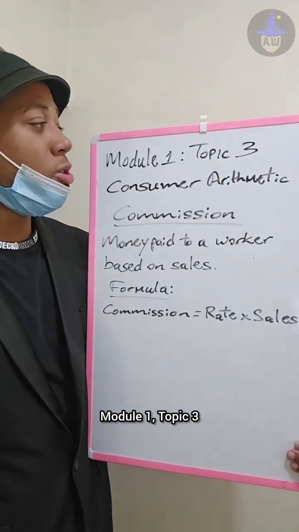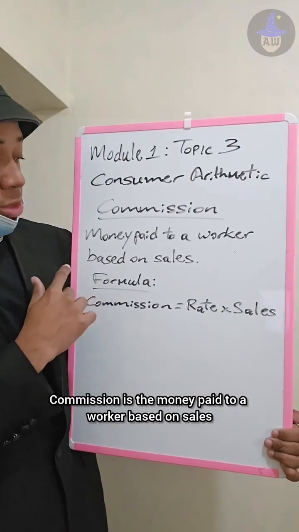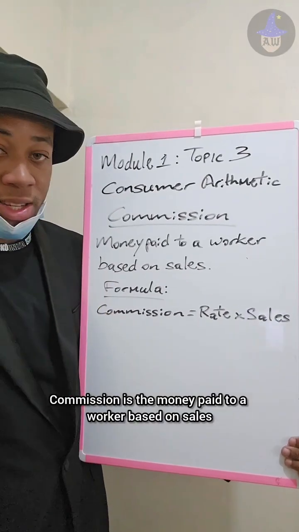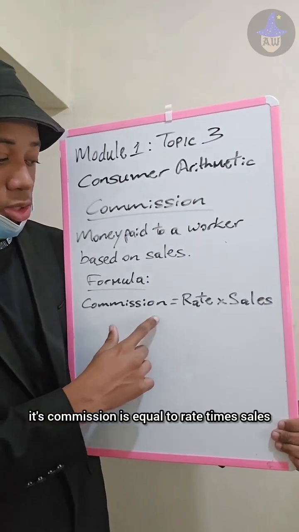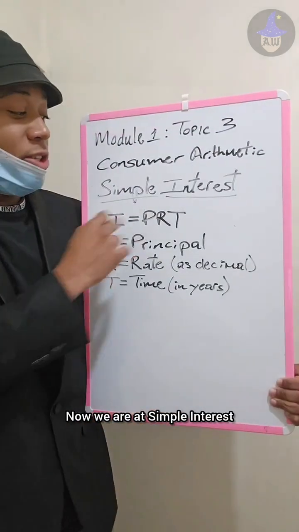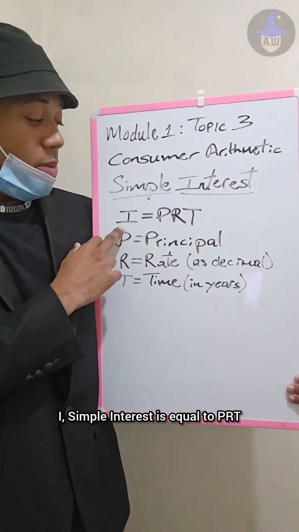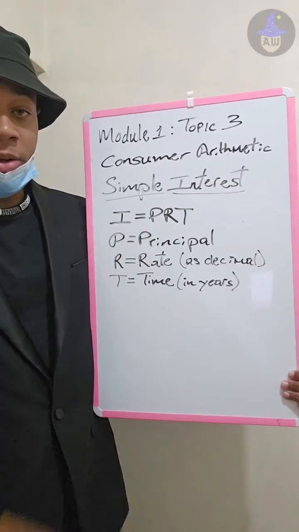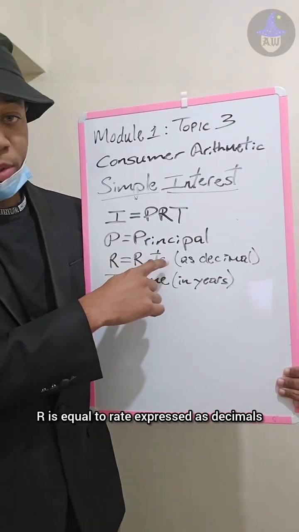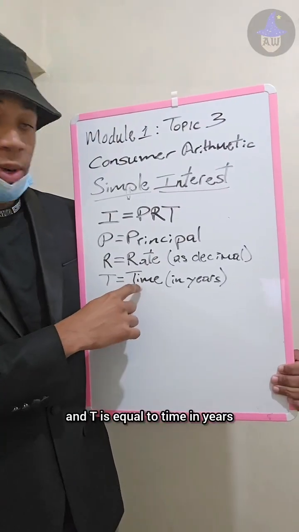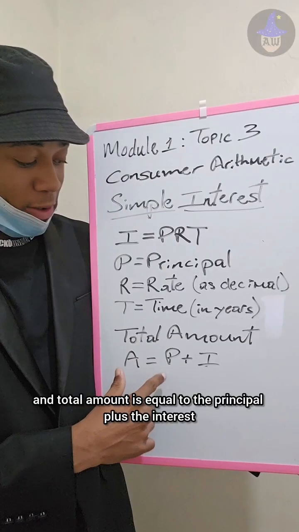Now, Module 1, Topic 3, Consumer Arithmetic, we've reached commission. Commission is the money paid to a worker based on sales. And the formula for commission is equal to rate times sales. Now we're at simple interest, a very popular topic in paper 2 for CSEC maths. Simple interest is equal to PRT. P is equal to the principal, R is equal to rate expressed as a decimal, and T is equal to time in years. And total amount is equal to the principal plus the interest.